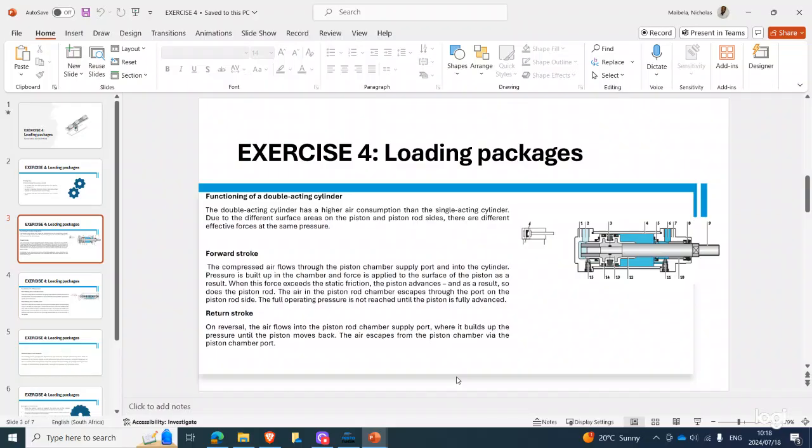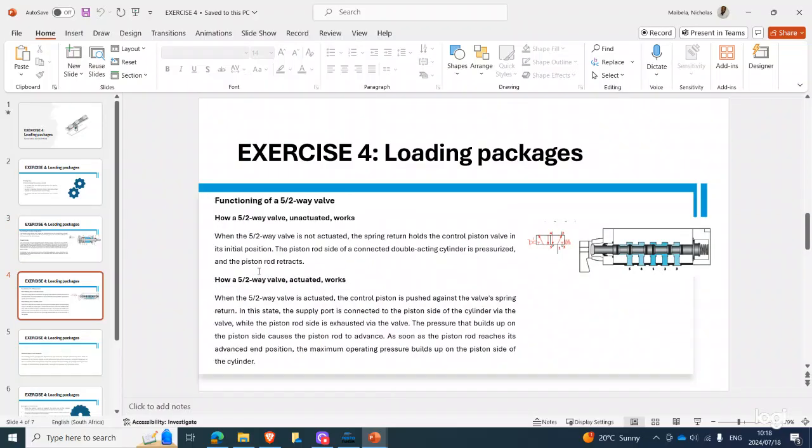So now moving on, right? So now we have what we call a 5-way valve as well. They're saying that when the 5-way valve is not actuated, it operates in the following process. When the valve is not actuated, the spring holds the piston valve in its initial position, right? So the piston rod side of a connected double acting cylinder is pressurized and the piston rod retracts, right? Now when the 5-way valve is actuated, the control piston is pushed against the valve spring return, right?